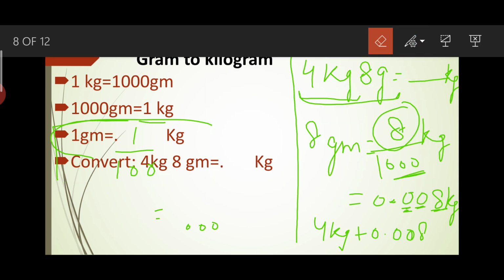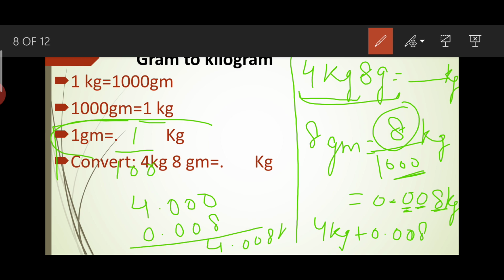Now how will you add this? See here. If you add 4 and in 0.008 you are having 3 digits after the decimal. So that means you have to place 3 zeros after 4 and you have to add 0.008 like this. So what will be the answer? 4.008 kg. This was question number 4, third part of exercise 2.5.